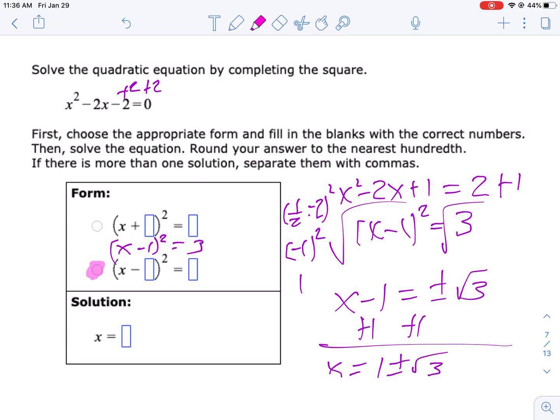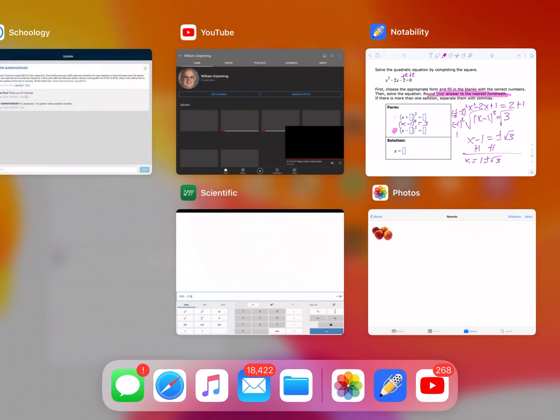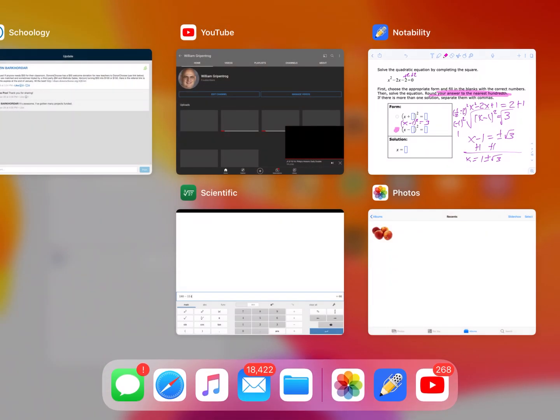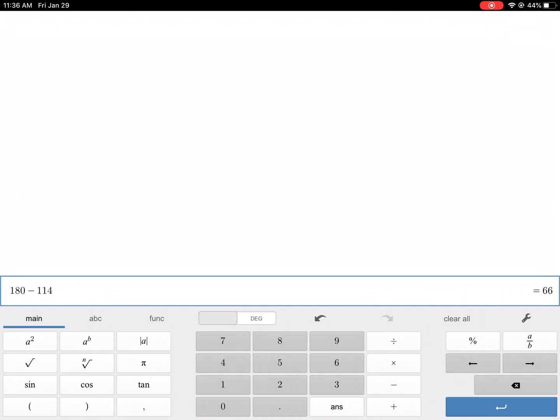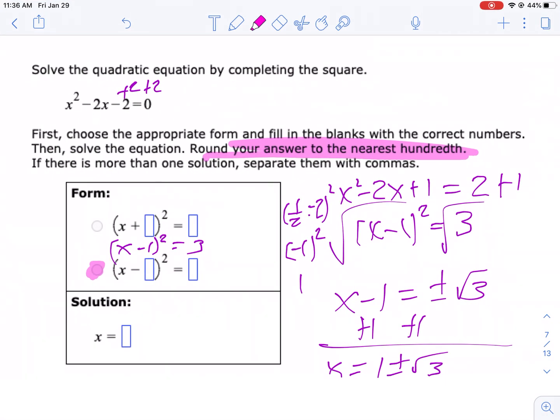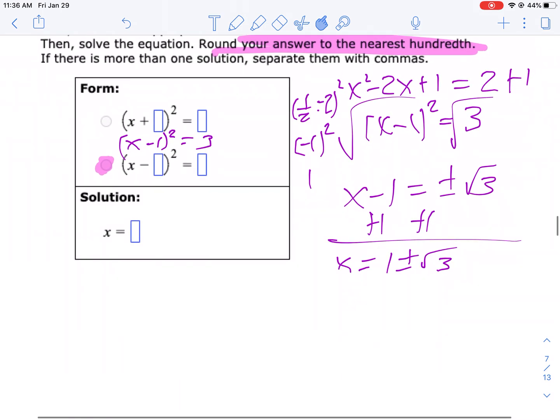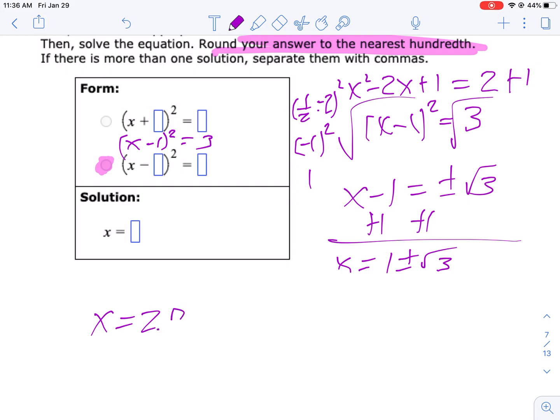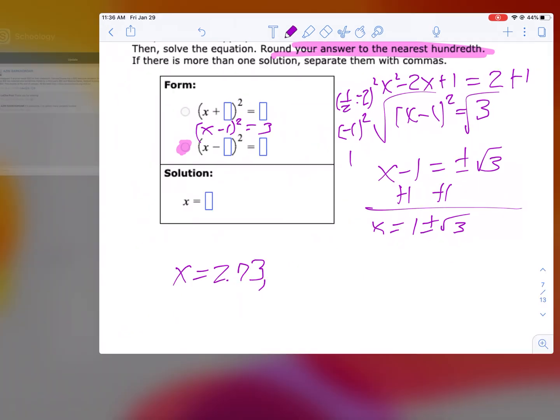But we're told to round our answer to the nearest hundredth. So we're going to use a calculator here. We're going to take 1 plus the square root of 3. I get 2.73 is one of our answers. So x equals 2.73, comma, and let's take 1 minus the square root of 3.